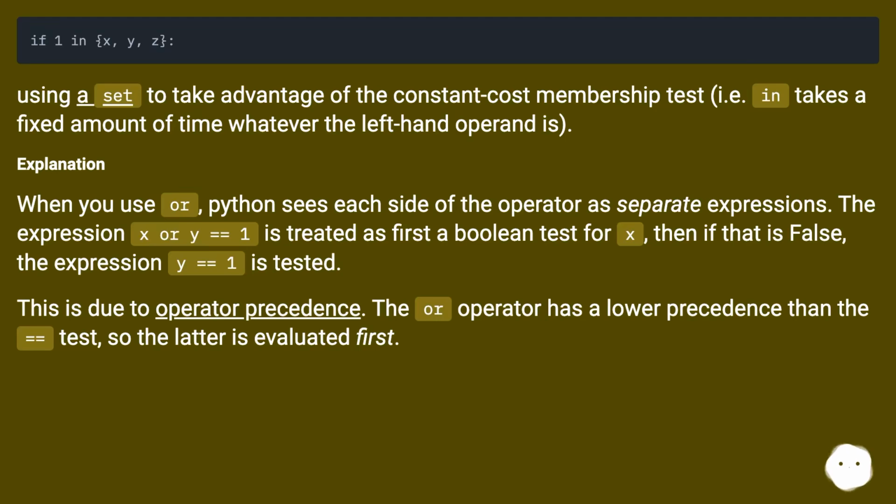The expression x or y equals 1 is treated as first a Boolean test for x, then if that is false, the expression y equals 1 is tested. This is due to operator precedence. The or operator has a lower precedence than the equals test, so the latter is evaluated first.